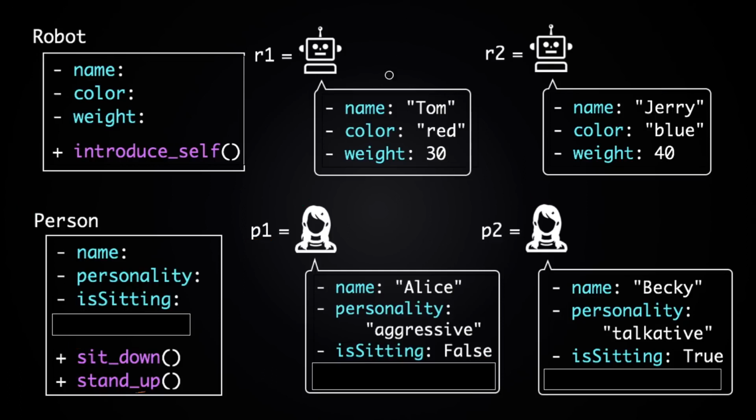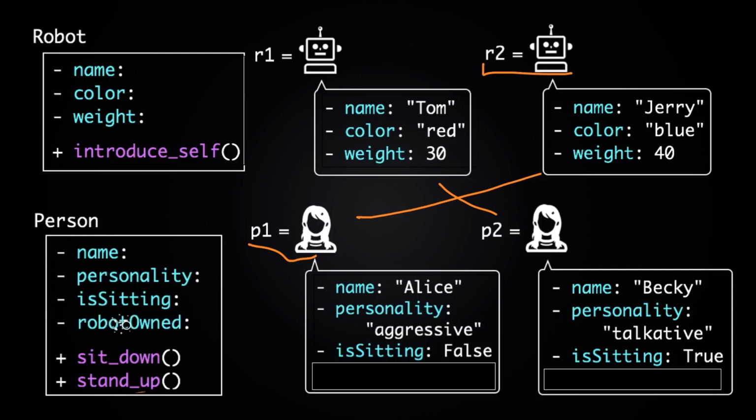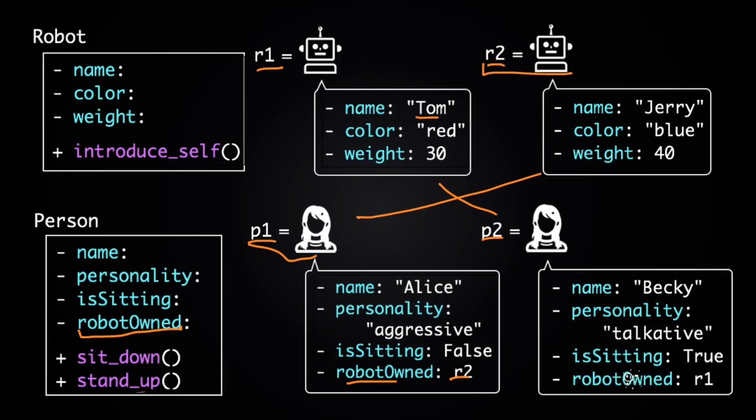And here, how can we show the relationships between these two sets of objects? For example, what if we wanted to show that p1, this person, owns this robot, R2? We can do that by adding an extra attribute to the person class. Let's call it robot owned. And then if we want to show that p1 owns R2, we can set the robot owned attribute of p1 to R2. And then if we want to show that p2 owns R1, this robot named Tom, you can set the robot owned attribute of p2 to R1.